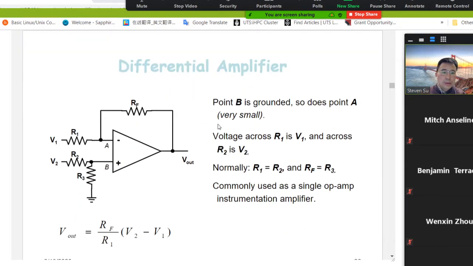And a very important circuit is the differential amplifier. You can see we want the output to be only sensitive to the difference of V1 and V2. You need to remember this formula, but its condition is R1 equals R2 and R3 equals RF. This is the condition. We will show you what we get if this condition is not satisfied.